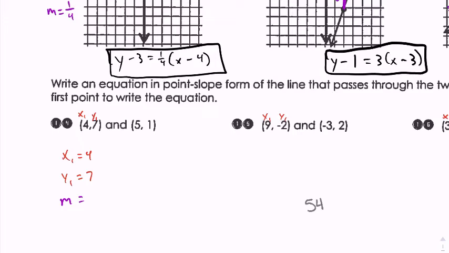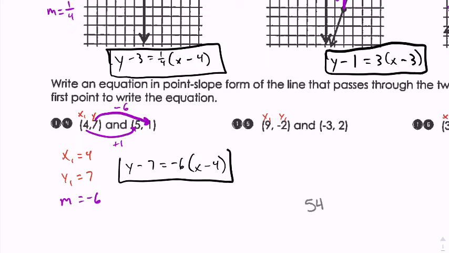So again, our rise. How do you go from 7 to 1? That's subtracting 6. How do you go from 4 to 5? That's adding 1. So your slope is going to be -6/1, which is just -6. Now put that into our formula, y minus y1 equals m parentheses x minus x1. And we look at it, no double negatives. That's our equation. Okay?